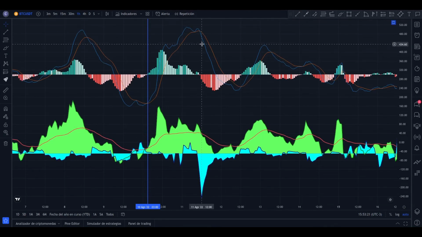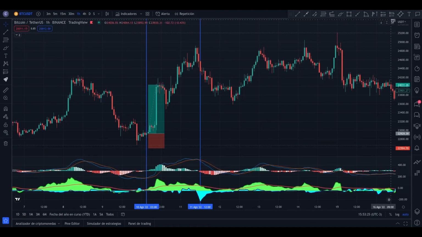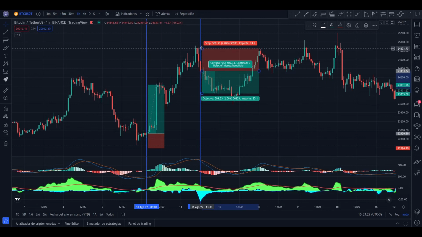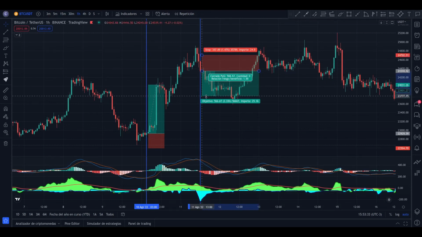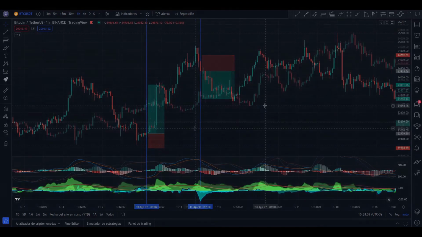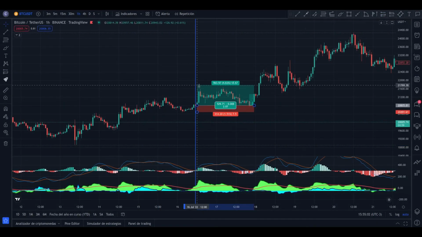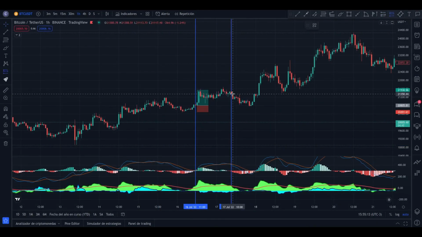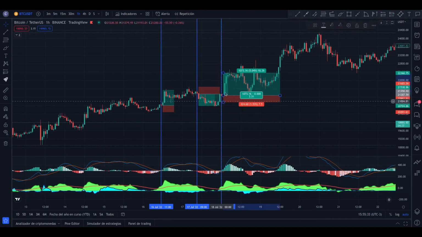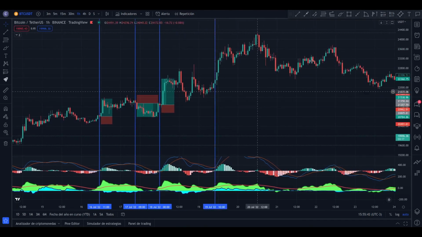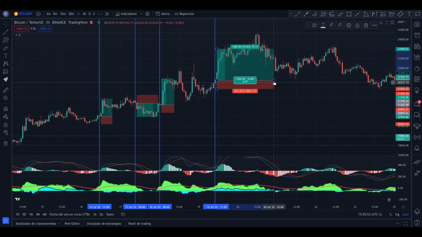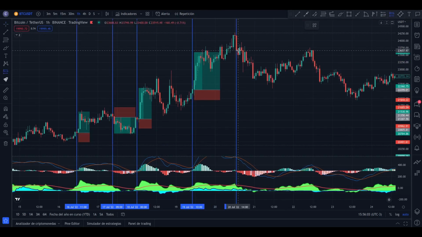For shorts, we consider when the green area crosses the red line down, and also when the MACD crosses down. Let's look at some examples. This indicator can be used in conjunction with some of the indicators posted in previous videos, in order to get more reliable and accurate inputs.